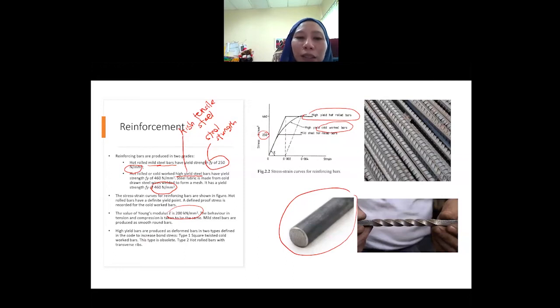Okay. Type 1 square twisted cold work bar. So you nampak kat sini, dia sebenarnya bar ni square. And then dia twist kan. So jadilah rupa macam tu. But jarang-jarang kita jumpa yang pakai macam ni. Alright.